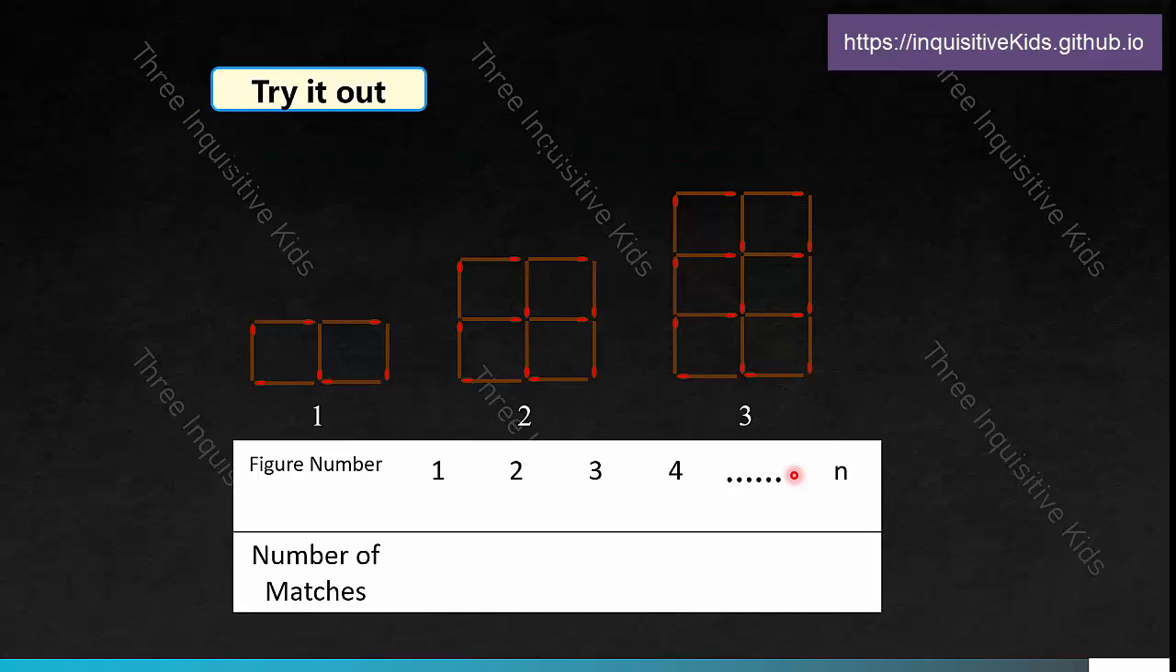Got your formula? How much did you get? Here are the right answers. 7, 12, 17, and 22. And before I reveal the nth figure and its number of matches, stop and think about this. What is the relationship between the figure number and the number of matches? What is a relationship here?